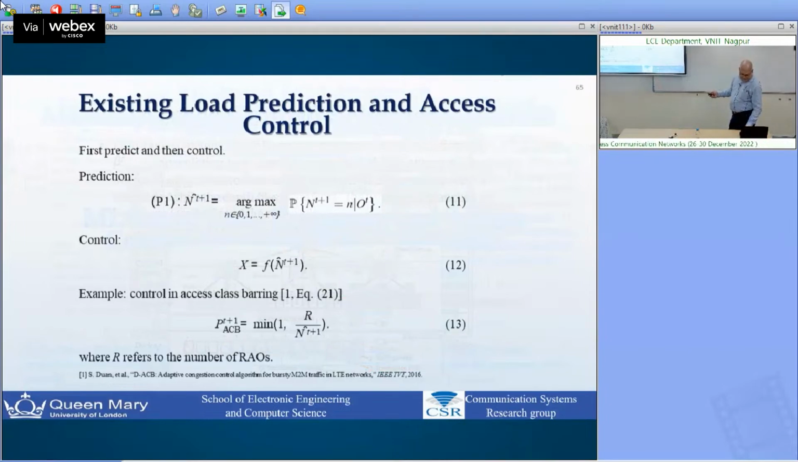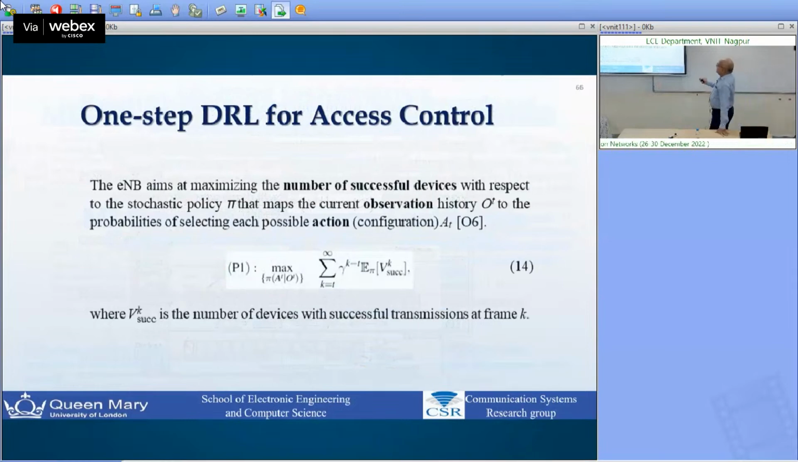Now the question is about access control. You are going to the base station, the eNodeB. The objective is to maximize the number of devices served successfully, that is the long-term reward. The discount factor gives low weight to the future reward. Based on the observation, it will select the action such that the reward is maximized.